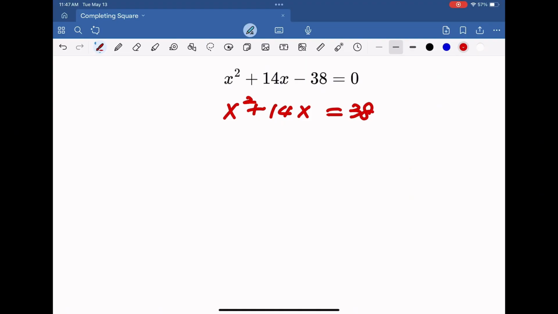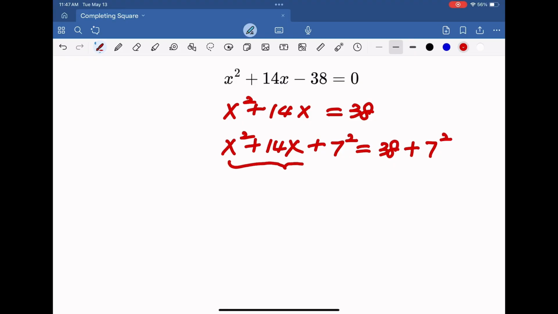So x squared plus 14x. 14 divided by 2 is 7, and 7 squared. You add 7 squared. Now you have to do the same thing on the right-hand side, so we're going to add 7 squared on the right-hand side too.